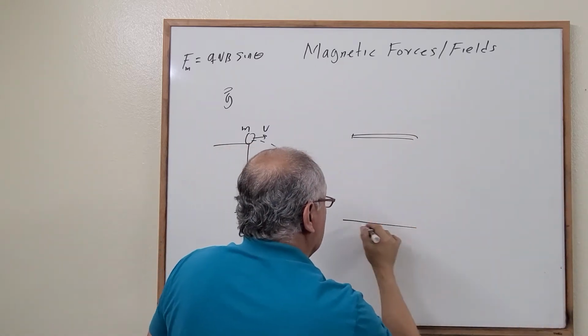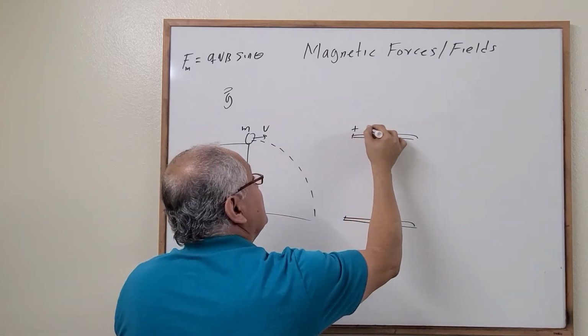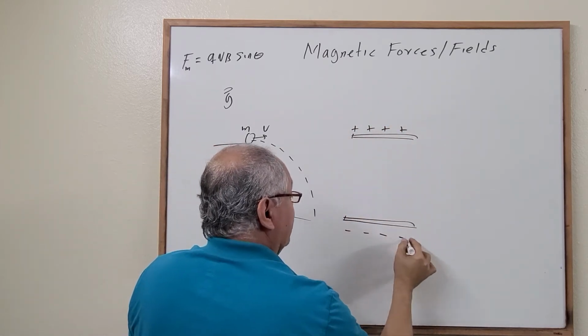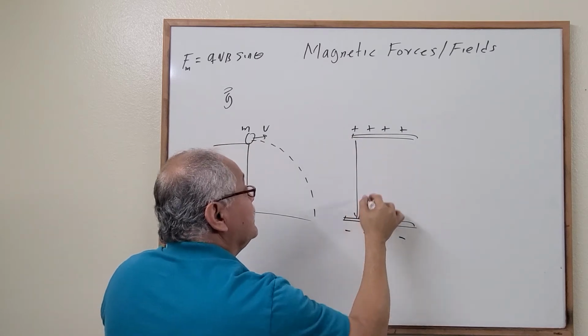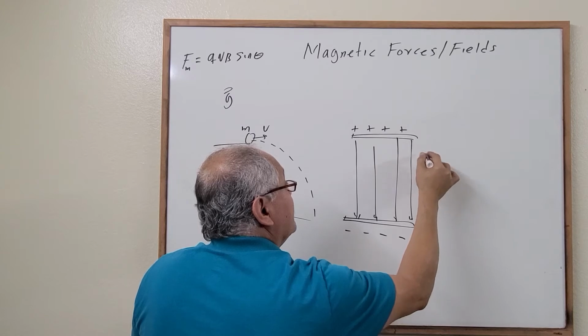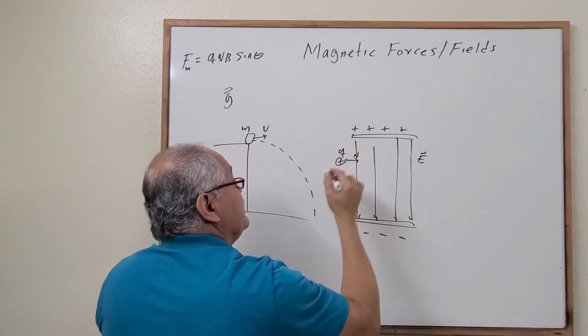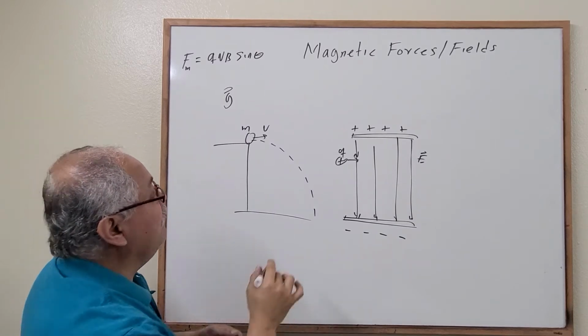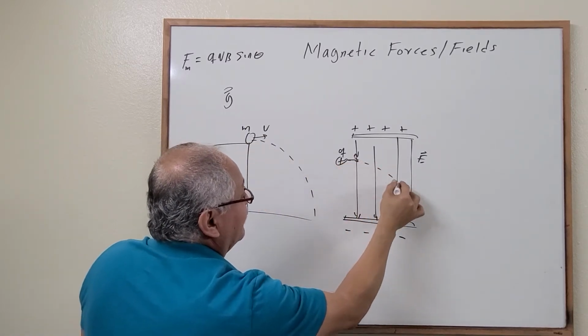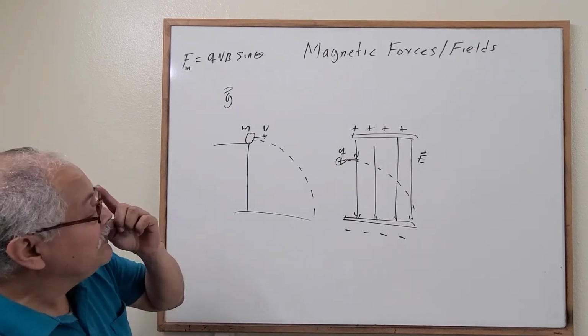Okay, let's see how they look. This is positive, and this is negative. The same thing. How is the field? Well, in this direction. This is the electric field. Imagine one more time we have a positive charge moving with that velocity. What do we have? Well, the same path as this one. It's a parabola. Correct?